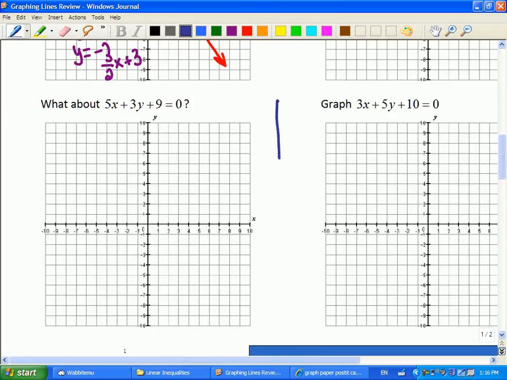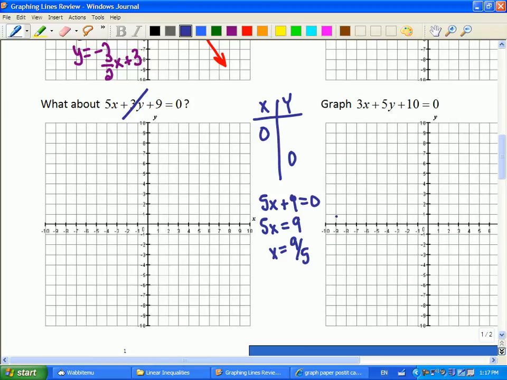If we try to do the shortcut method and we say, okay, here's x and y, I'm just going to put in my zeros. If I put in y equals 0, I actually end up with a bit of a problem, because 5x plus 9 equals 0. It's not that I can't solve this. It's that 9 over 5 is hard to find in the graph paper, right? So it's not the most ideal way to do this problem. Does it work? Yes. But is it very convenient? No.